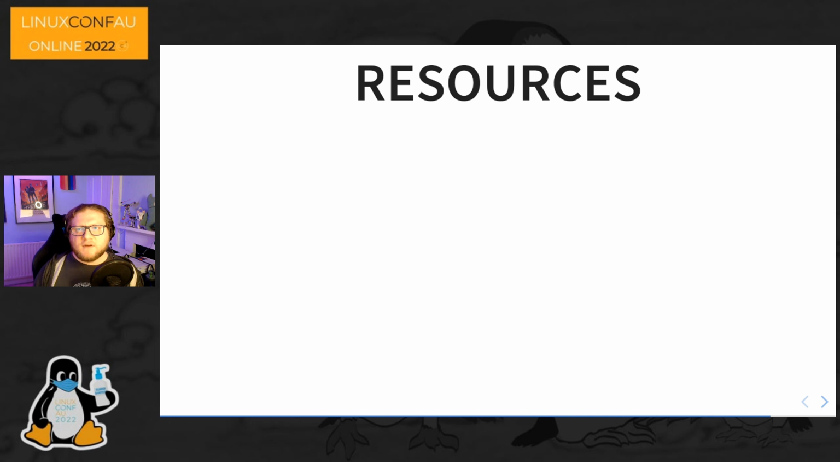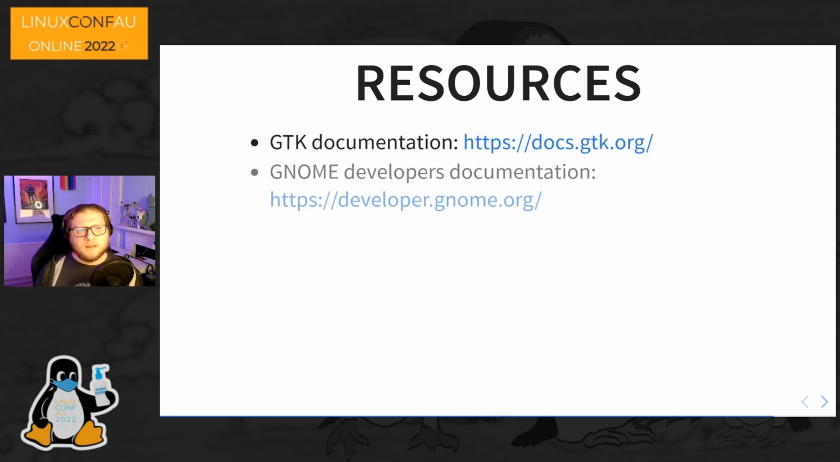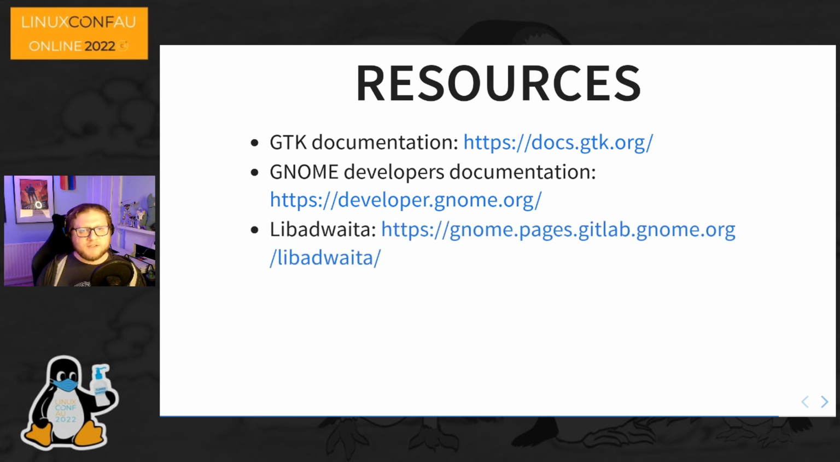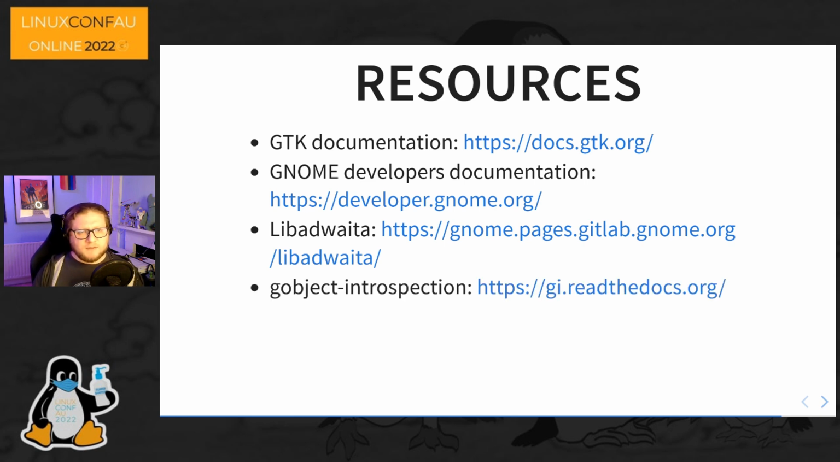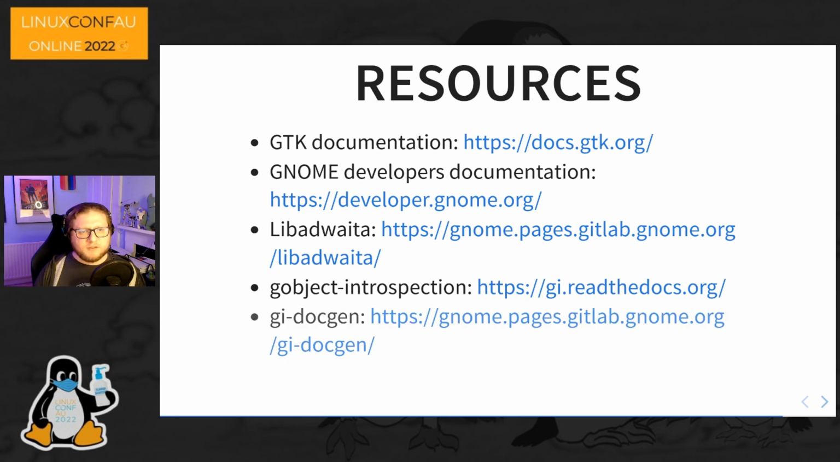So I have a few resources here. This is the GTK documentation website and the new developer.gnome.org for the developer documentation. This is the API reference for Libadwaita. As you can see, most of these APIs are generated on GitLab using the CI pipeline, so they're always up to date. The GObject introspection documentation and the documentation for the documentation generator using GObject introspection.